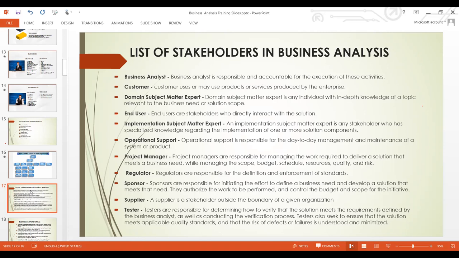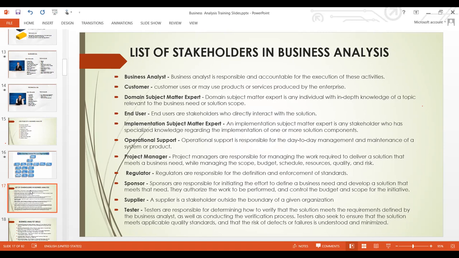So that is the difference between domain subject matter expert and implementation subject matter expert. They are two different people. The one are those working in the organization, and the other are the technical partners helping the company to implement that solution. So you're a business analyst, you work with all of them.